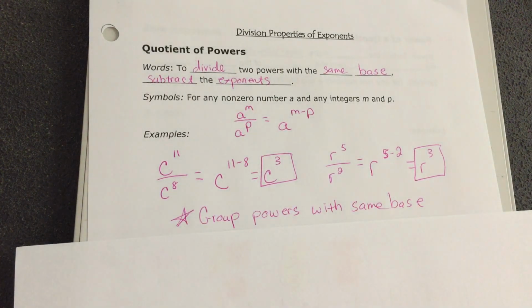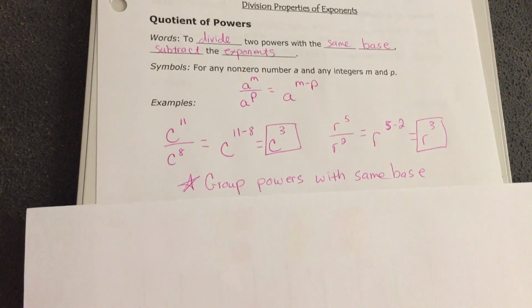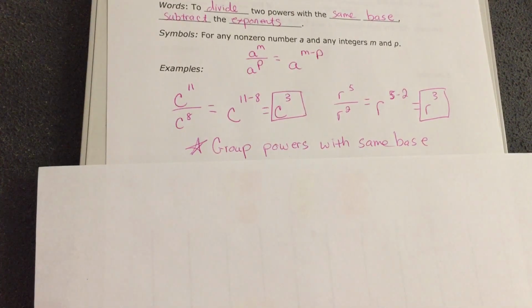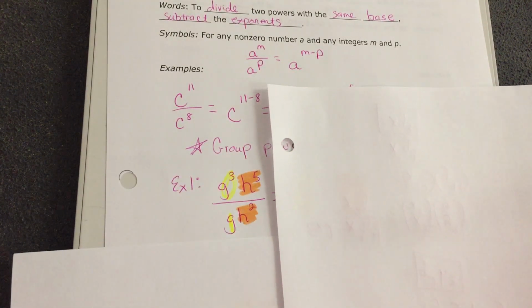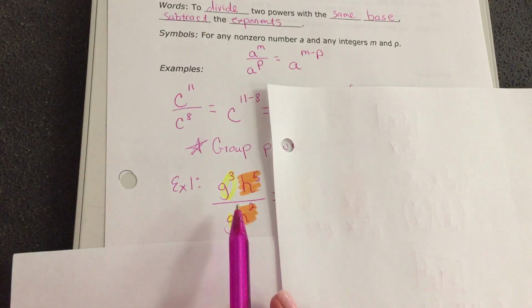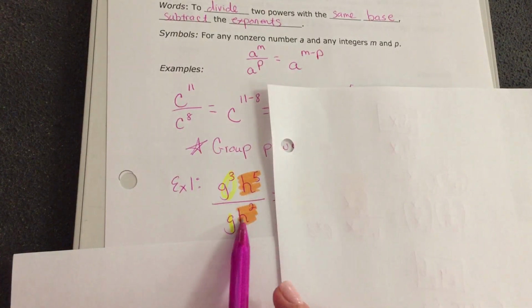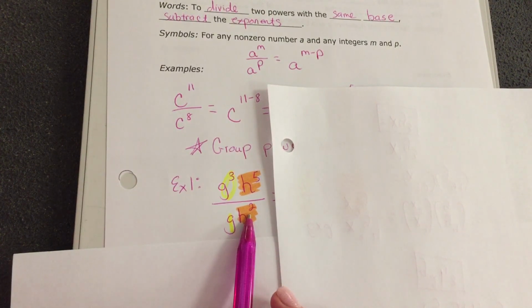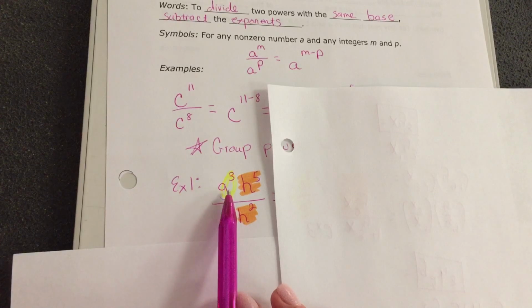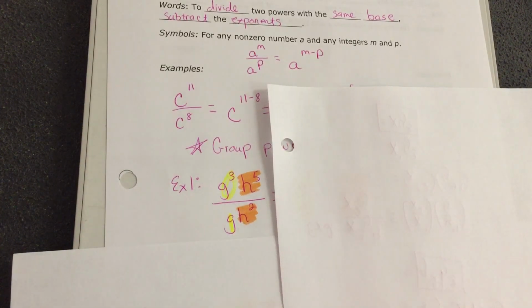All right. Now the next thing you need to do is group your powers with the same bases. So make sure that we still group all of our bases together. And just like in multiplication, with division you're going to have to separate all of your bases. So let's look at the first example here: g cubed h to the 5th over g h squared. I'm highlighting the same bases with the same color. So I have g's in yellow and h's in orange.